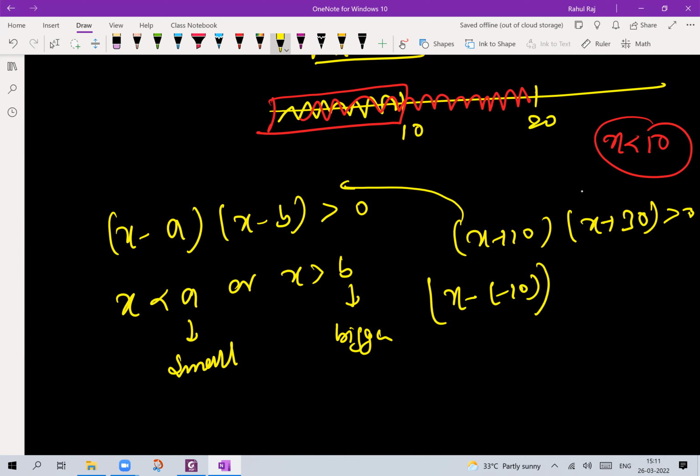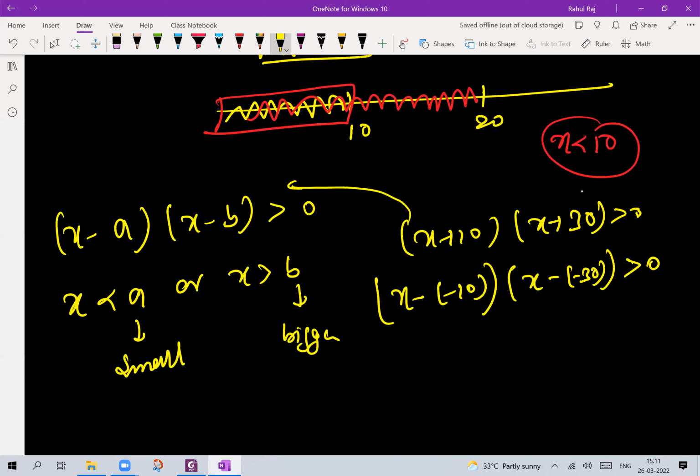Because it should be in the form of x minus a, Shruti. No other form it should be. So x plus 10, can I write x minus of minus 10? Because if you remove the bracket, it will become x plus 10. And then can I write x minus of minus 30? Because when you remove the bracket, it becomes x plus 30. Absolutely. So now which is the smaller element? Minus 30 is smaller. So this is A and this is B. So x is less than minus 30 or x is greater than minus 10.